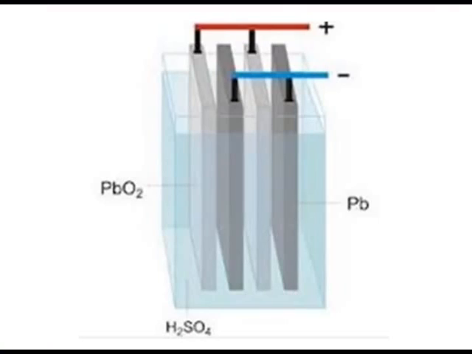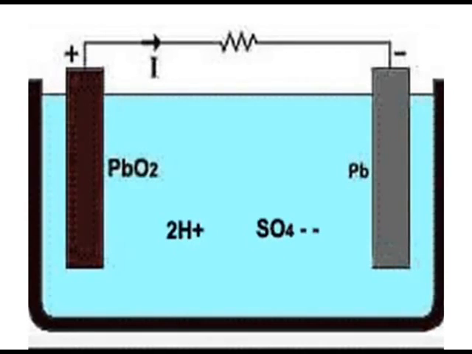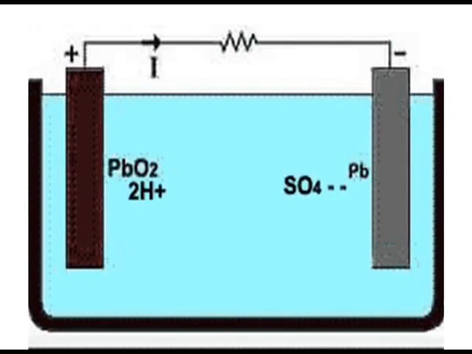The lead-acid storage battery is formed by dipping a lead peroxide plate and a spongy lead plate in dilute sulfuric acid. A load is connected externally between these plates. In diluted sulfuric acid, the molecules of acid split into hydrogen and sulfate ions.